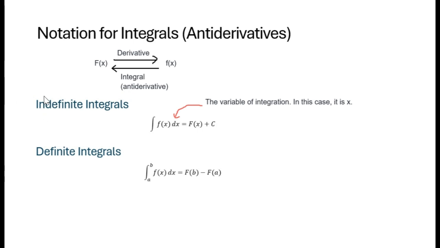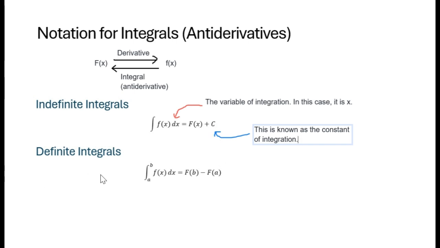Also, we have two types of integrals in the general sense. Those are indefinite integrals and definite integrals. The indefinite integral doesn't have any endpoints. So it is as we see here. When you take the integral of a function, you're going to get another function and a plus c. This plus c is known as the constant of integration. So every time you do an indefinite integral, you're going to have a plus c.